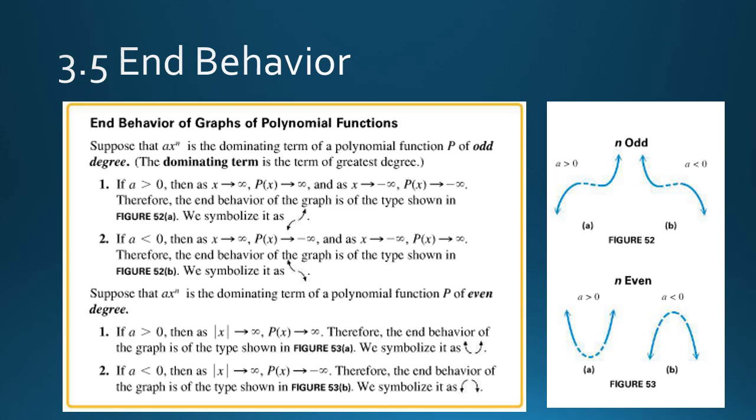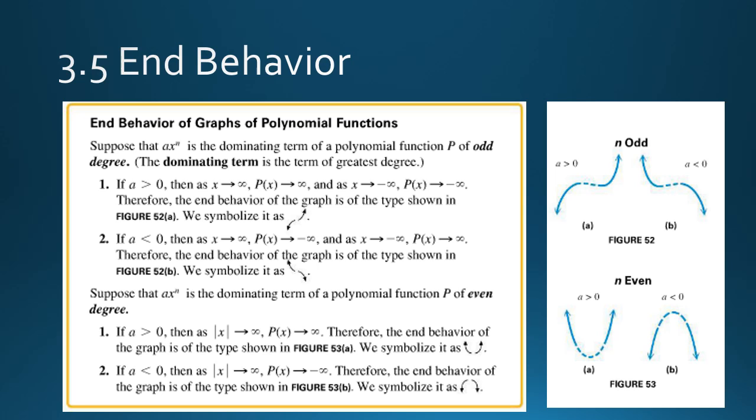Here's a little bit of information about the end behavior. And I know this looks like a lot, but the diagrams on the right kind of help. It says, suppose that a times x to the nth power is the dominating term, that leading term of a polynomial function p of odd degree. So we're looking at the diagrams on the top.